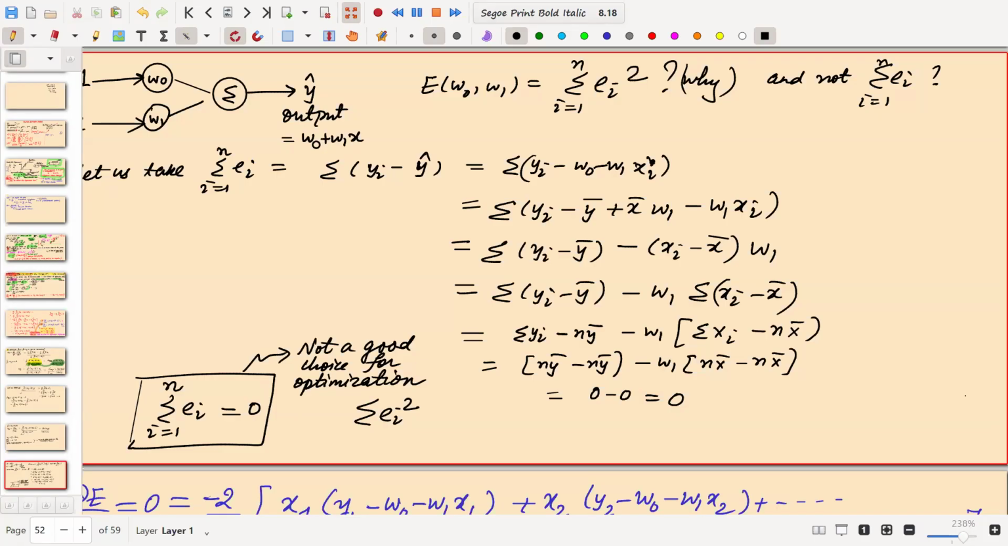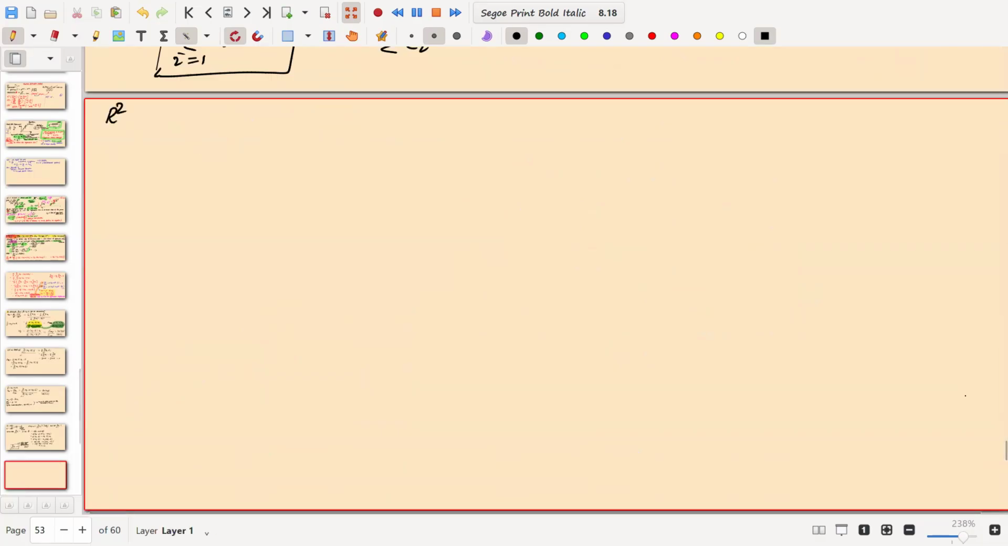So it's not a good estimate for optimization to compare the best fit. Therefore, we are taking summation of ei squared, right? Okay. Now, let us look into another concept, that is R2, the coefficient of determination. What is this R2?